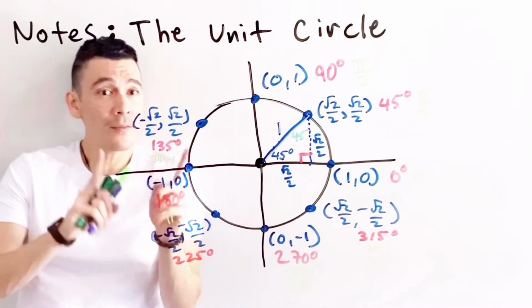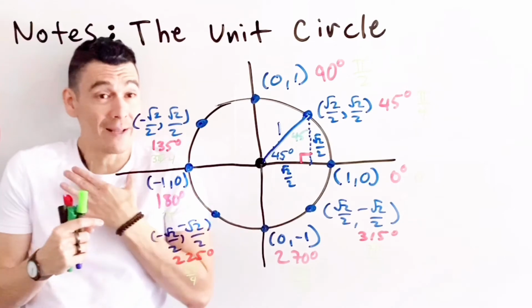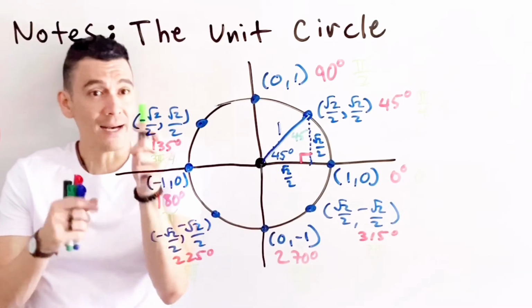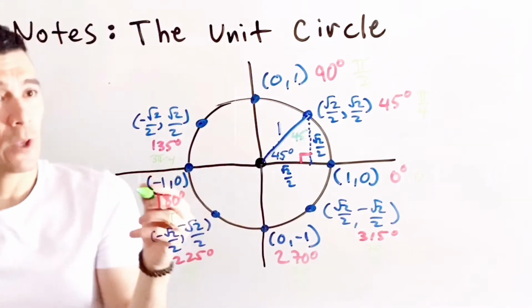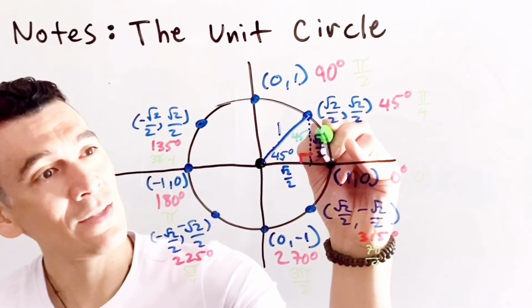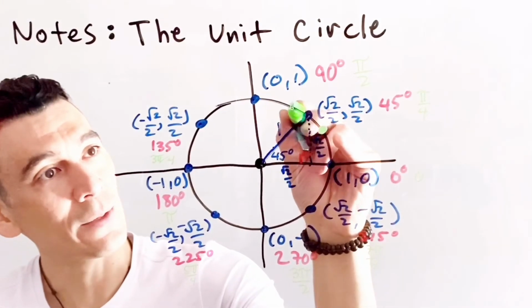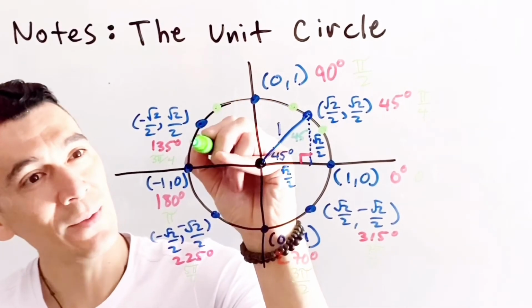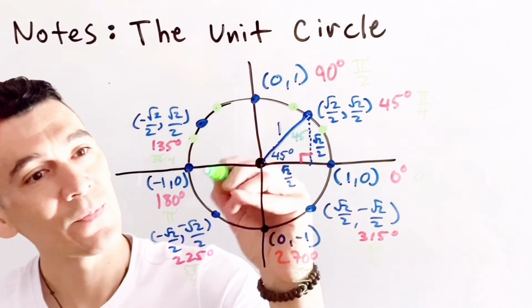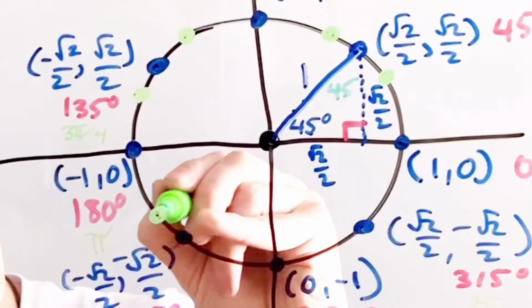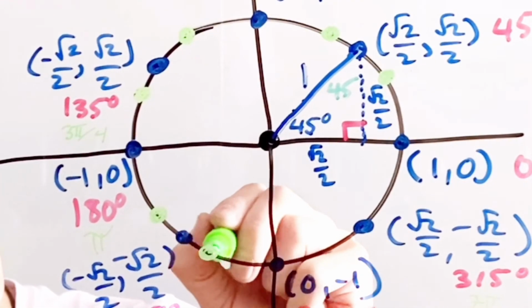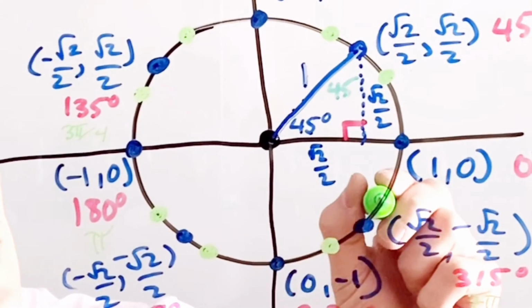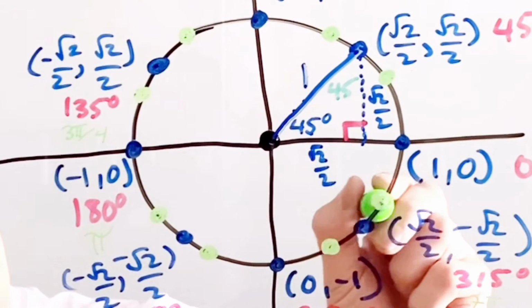Now, are there other points on the unit circle that we are interested in? And the answer is yes. And I'll use green to highlight those other points. We want to know what this is and this one. We also want this one and this one, along with this one and that one. And we want this one. And finally, we are also interested in this one.